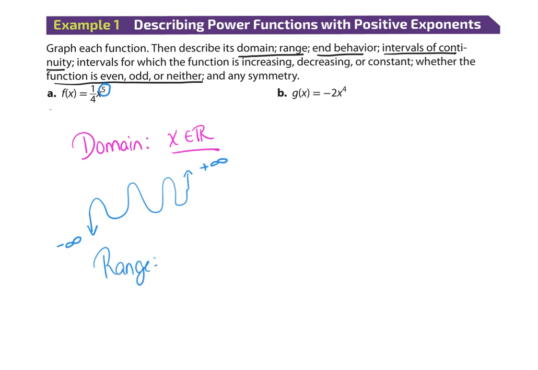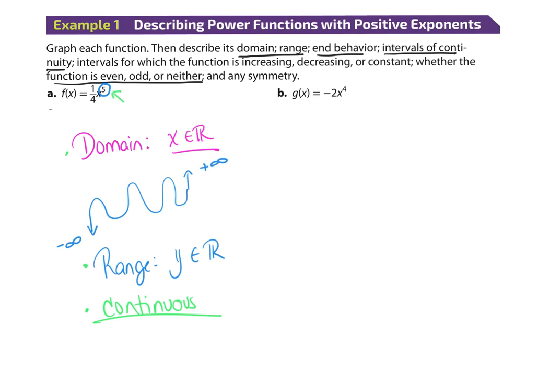My range, which is my y value, is going to be, again, all real numbers, because that's what my graph is going to do. It's continuous. I've already decided that. And then I know from that odd exponent that I'm continuously going down on the left and continuously going up on the right. All right? And then the last thing they want to know that we're going to look at are the last two things. We know it's continuous. So we know that it is continuous over all numbers. So we have 1, 2, and 3. And then we're going to say even, odd, or neither.